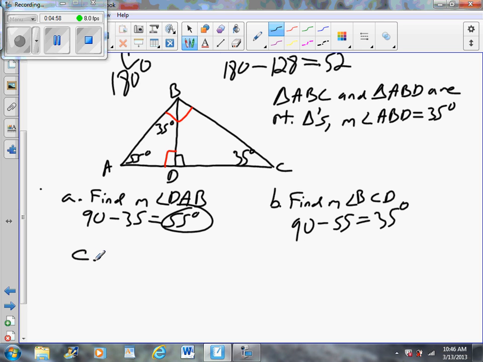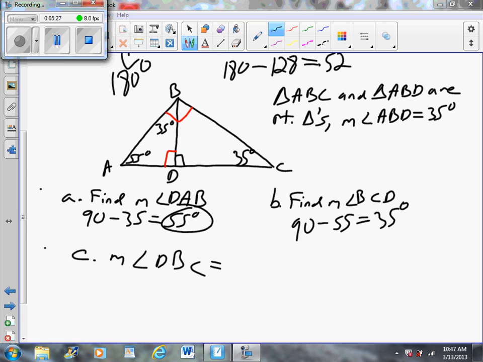Now, even though this question doesn't ask for it, I want you to tell me this. Let's invent a choice C here. What is the measure of angle DBC? It's my ugly B there. The measure of angle DBC is going to be what? What do we have to do to figure out DBC?